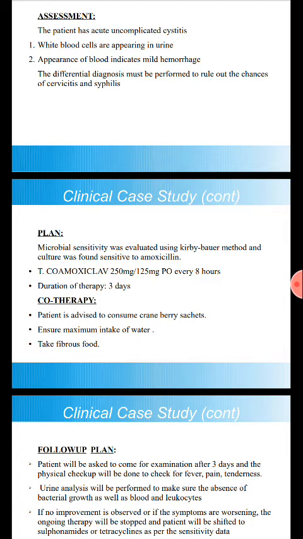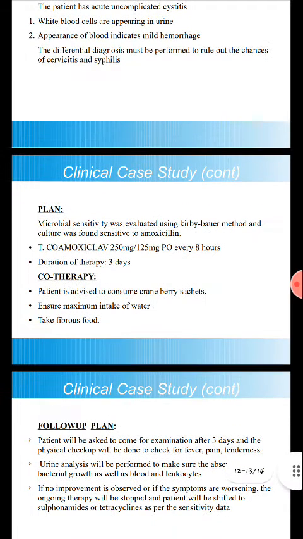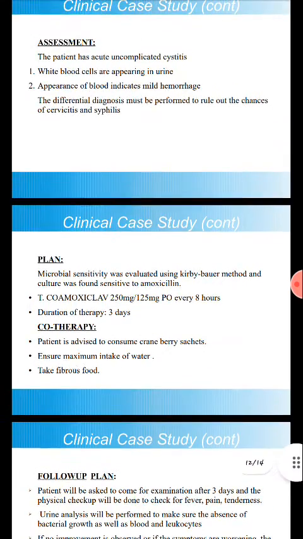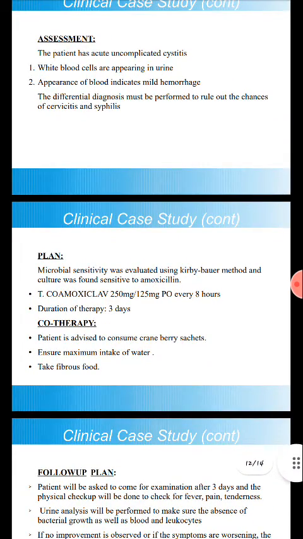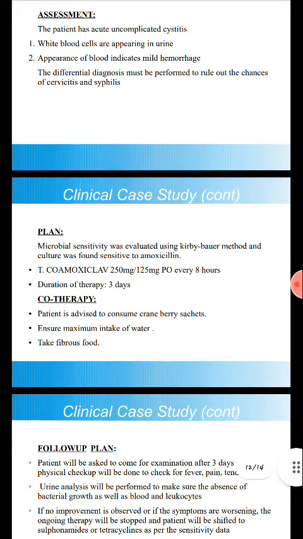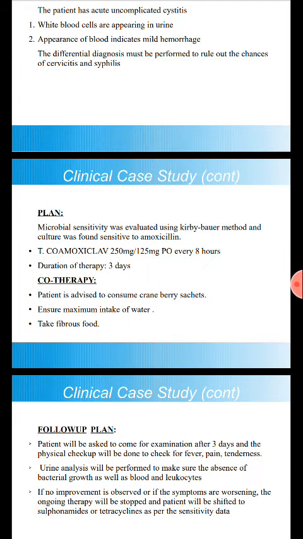the microbial sensitivity against the drugs, she was found sensitive to amoxicillin, so she was given tablet co-amoxiclav 250 milligram by 125 milligram. 250 milligram is amoxicillin and 125 milligram is clavulanic acid in this formulation. Since she has mild cystitis, that is why we are not giving her high doses. 250 by 125 per oral every 8 hours, and the duration of therapy will be 3 days.